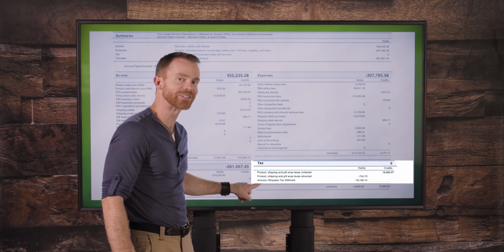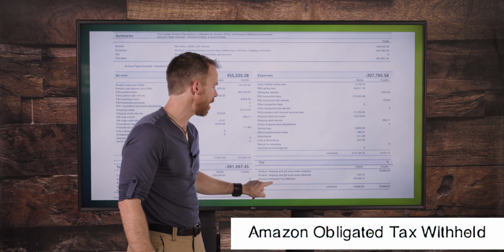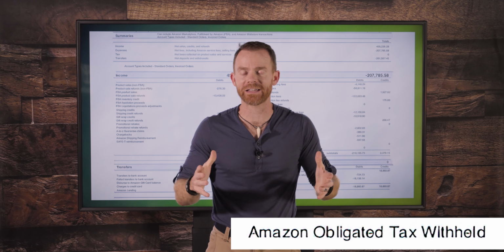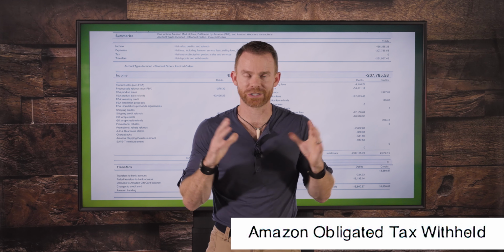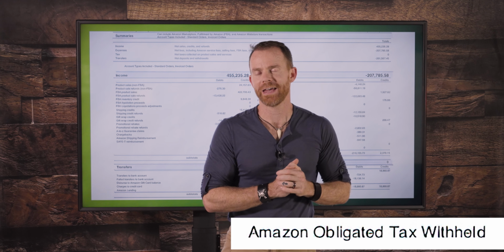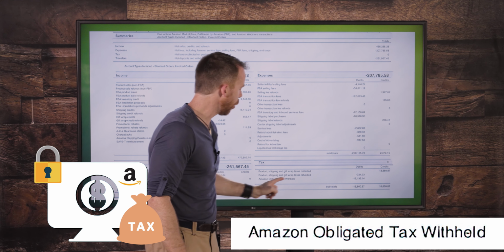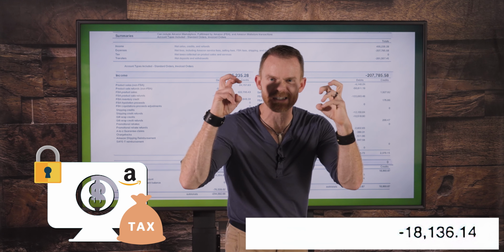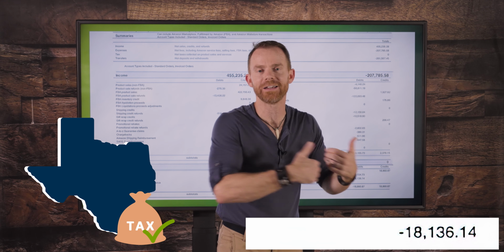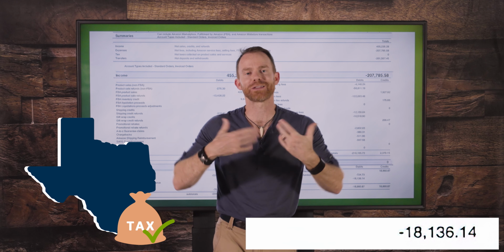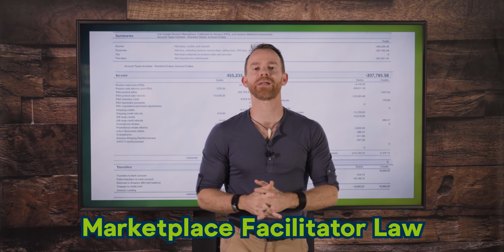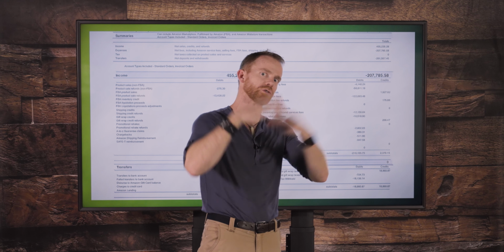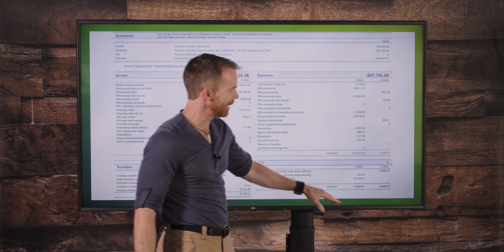And the very last one on here is Amazon obligated tax withheld. This is a beautiful thing. For the vast majority of states in the United States, and probably in just a few months or years, this will be true for all of them, Amazon withholds, as it says here, the tax because they remit it, it's a fancy word for pay, to the appropriate state instead of you having to remit it to the appropriate state. This is called a marketplace facilitator law that the state set up through Congress. It's a long story. It's pretty fun. We'll maybe do a story about it someday. But in the meantime, I like this kind of stuff.